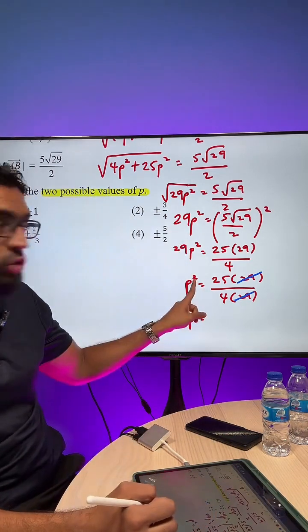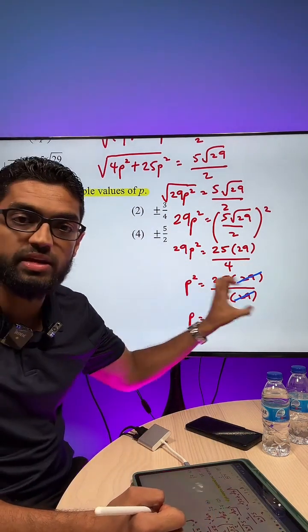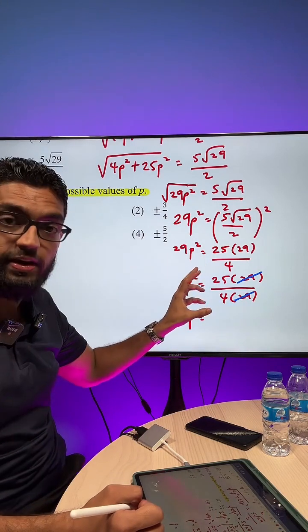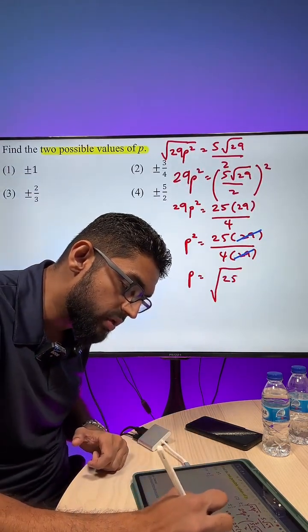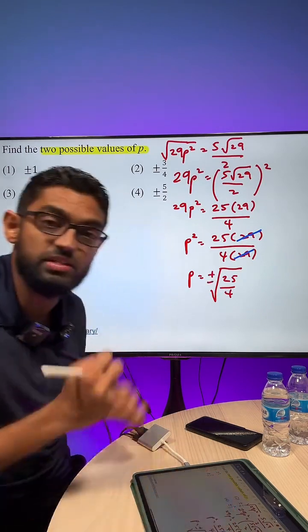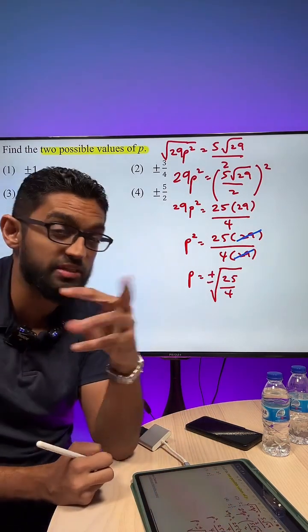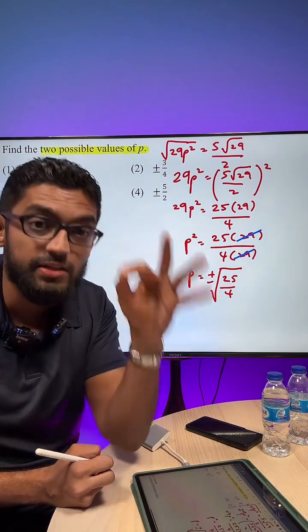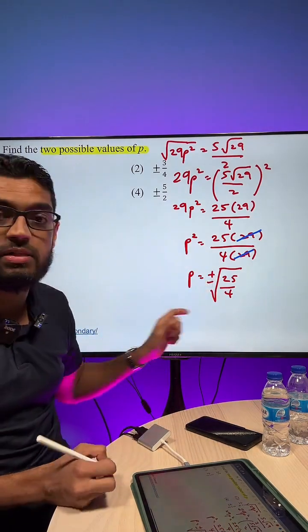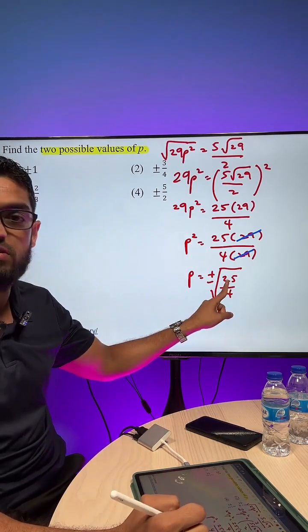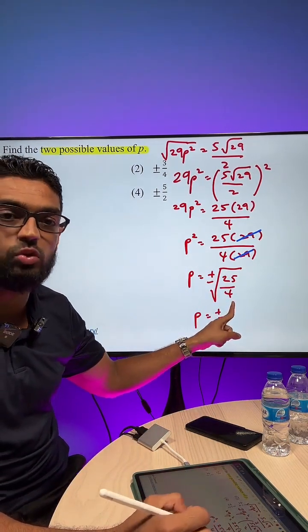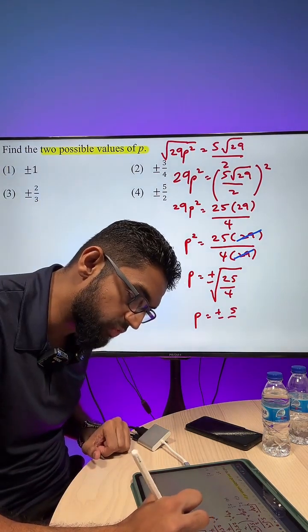So again, if you want to remove the square, you go to the other side and you do a square root. Don't forget, whenever you square root, you must put a plus and minus, even though sometimes the minus option doesn't make any sense. Still go in and put a plus and minus there. So P equals plus minus root 25, which is 5, over root 4, which is 2. So this becomes plus minus 5 over 2.